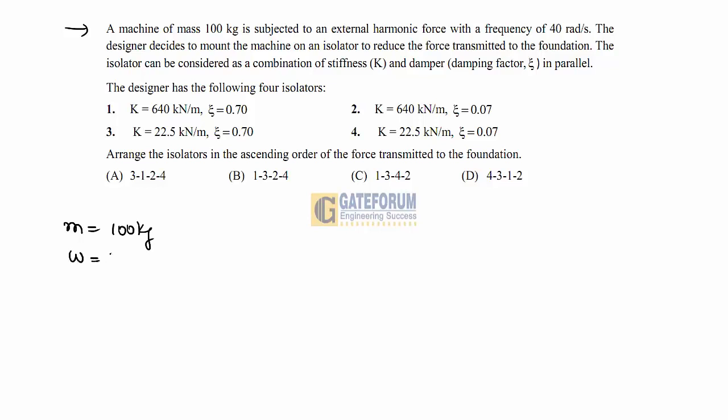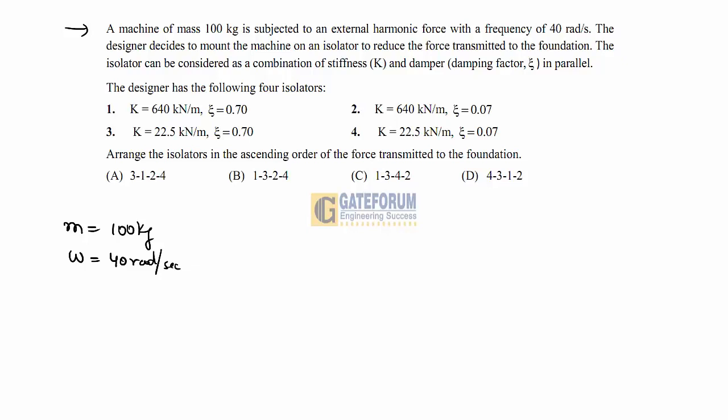And omega is equal to 40 radians per second. The designer decides to mount the machine on an isolator to reduce the force transmitted to the foundation. So this is from the transmissibility and isolation. The isolator can be considered as a combination of spring stiffness and damper in parallel. The designer has the following 4 isolators. Arrange the isolators in the ascending order of the force transmitted to the foundation.